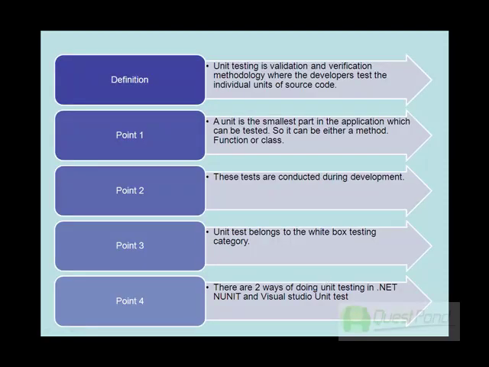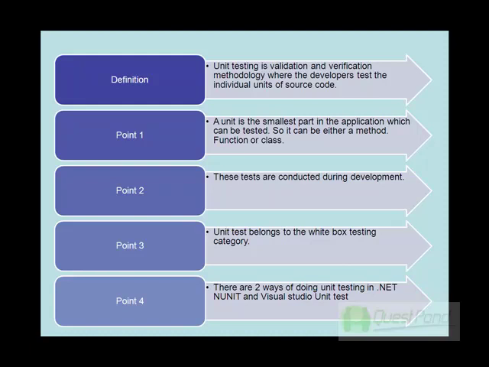Unit testing is a verification methodology, or a verification technology, where developers test the individual units of the source code. These individual units can be a function, a class, or a method. So when you write a class and you want to test it in isolation, away from the UI and away from anything else, that's where unit testing comes into the picture. These tests are conducted during development. As soon as you have finished writing your class, function or subroutine, you can write a unit test on that and run it.